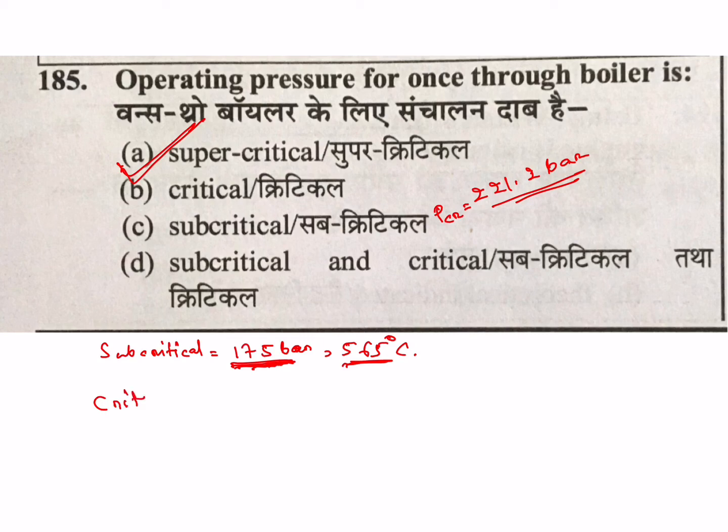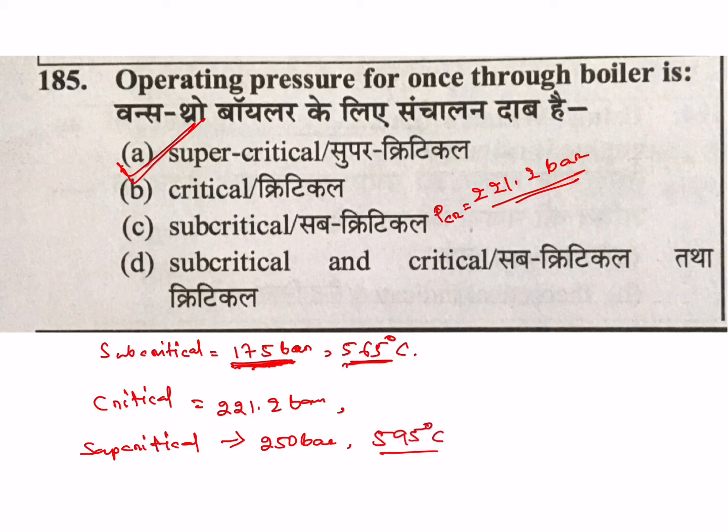Then critical, 221.2 bar, already discussed. Then supercritical boilers, you will get around 250 bar pressure, then temperature 595 degrees Celsius. This is an approximate value. It will differ from company to company.